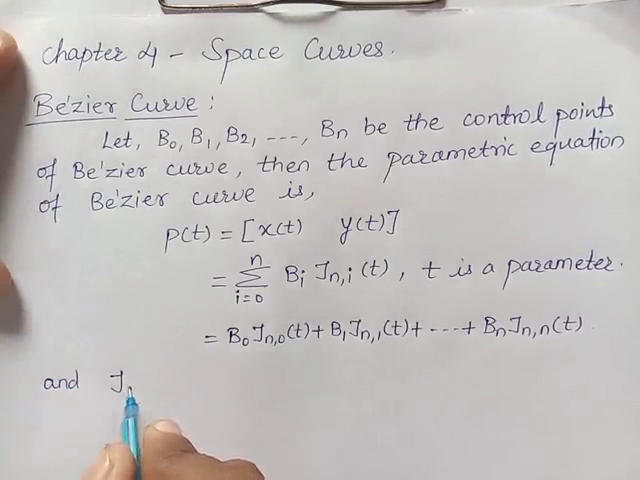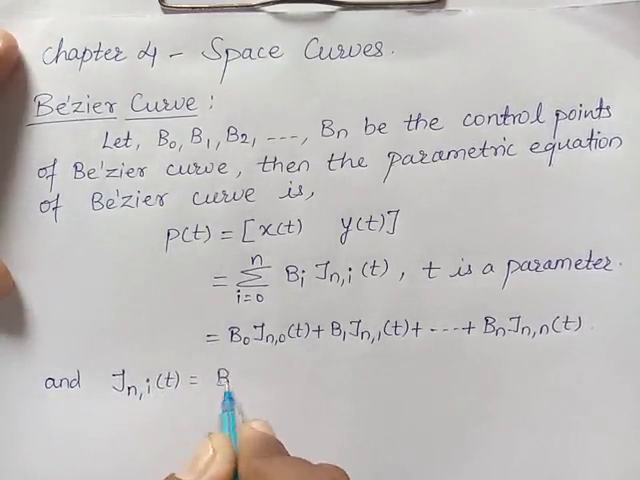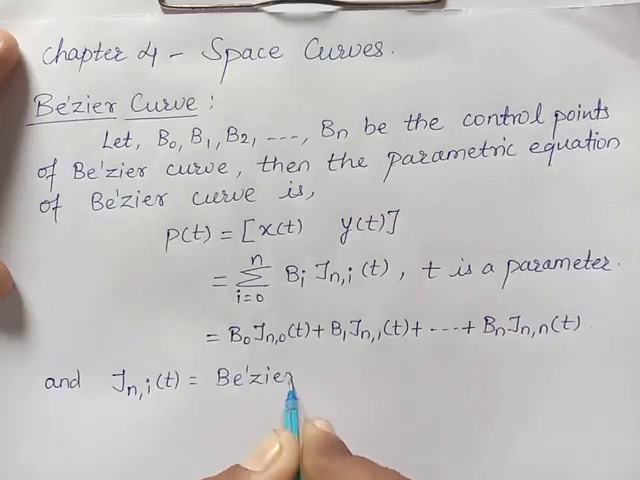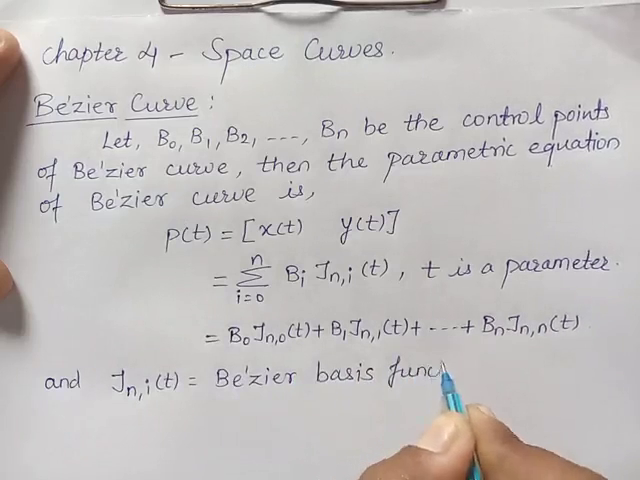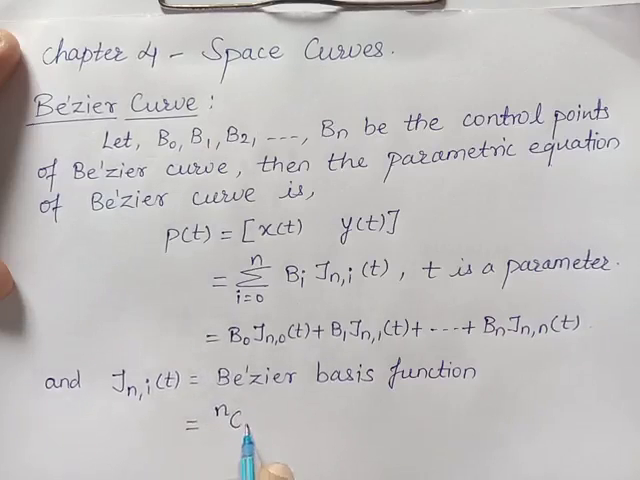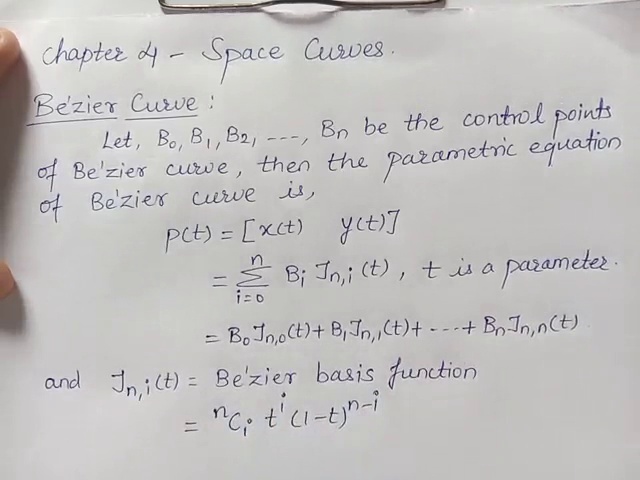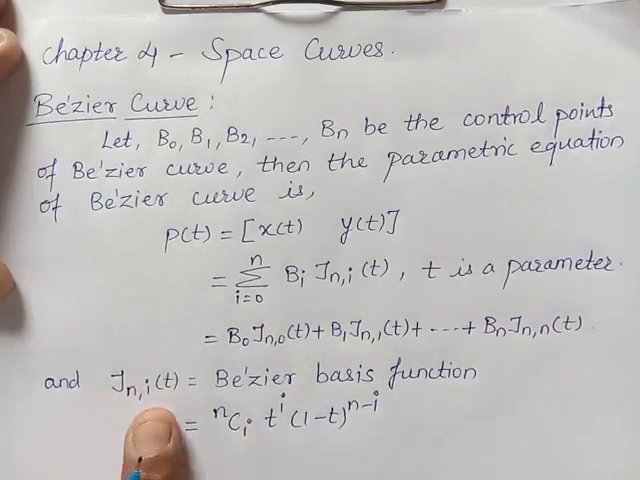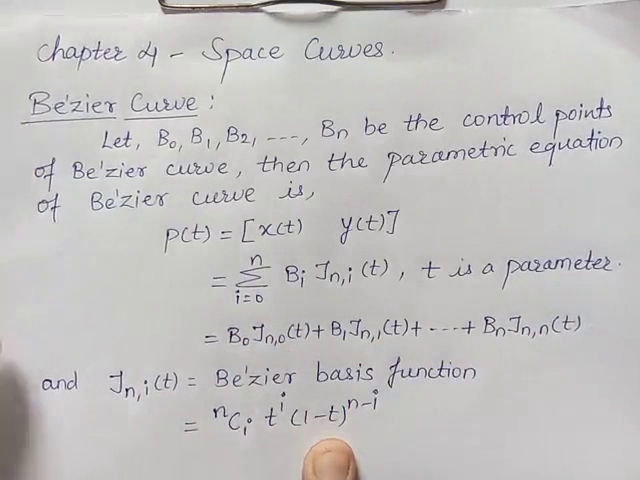This is Bezier's basis function. Bezier's basis function. What is this? This is nothing but nCi t raised to i, (1 minus t) raised to n minus i. It can be written as such, Jni of t. So from this we can determine Jn0, Jn1, Jnn. All these values we can easily determine using this combination, right?